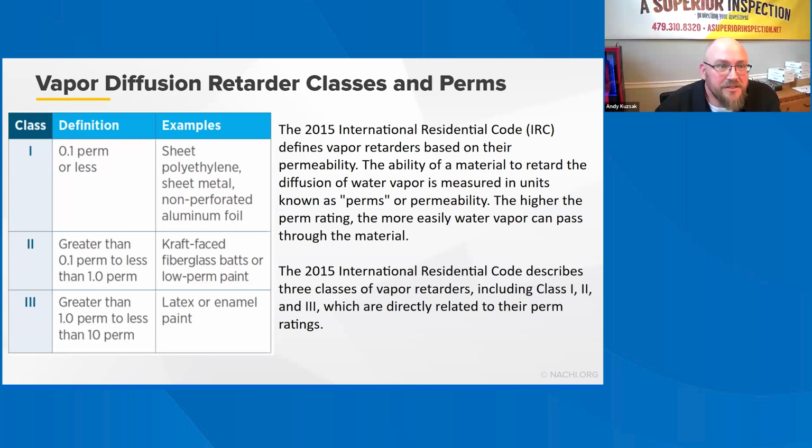Here's a good diagram showing the differences in class. So the 2015 IRC defines vapor retarders based on their permeability. The ability of a material to retard diffusion of water vapor is measured in units known as perms or permeability. The higher the perm rating, the more easily water vapor can pass through the material. The 2015 IRC describes 3 classes of vapor retarders, including class 1, 2, and 3, which are directly related to their perm ratings. You can see here the examples that we're talking about.